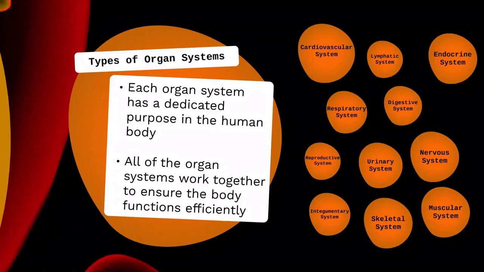So we're going to discuss all of these organ systems, including the cardiovascular system, lymphatic system, endocrine system, respiratory system, digestive system, reproductive system, urinary system, nervous system, integumentary system, skeletal system, and muscular system. Don't worry if you didn't get all of those. We're going to go through each of them individually.